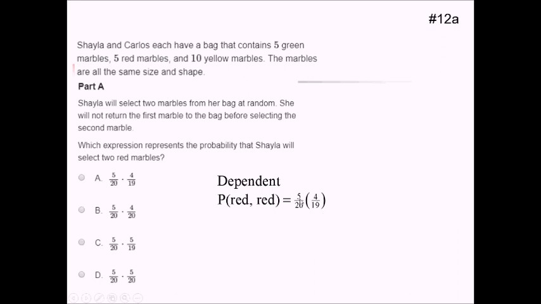And we don't actually have to multiply or reduce because we just had to get the expression, and the answer choice is going to be this. So it's going to be, let's see here, we got 5 over 20 for all of these. It's just 4 over 19 that's going to be different, and that's going to be choice A.